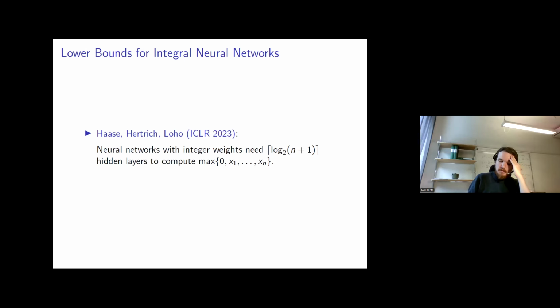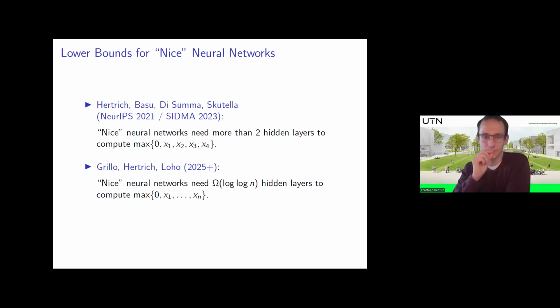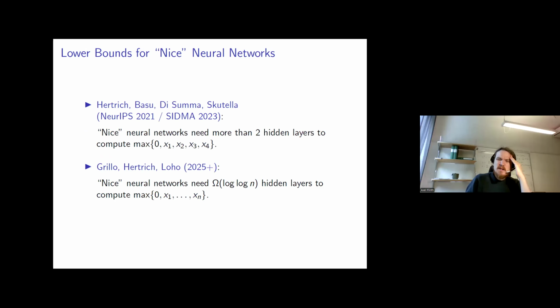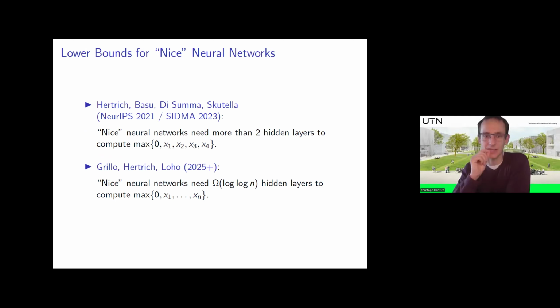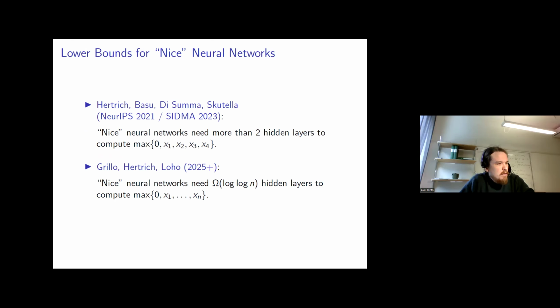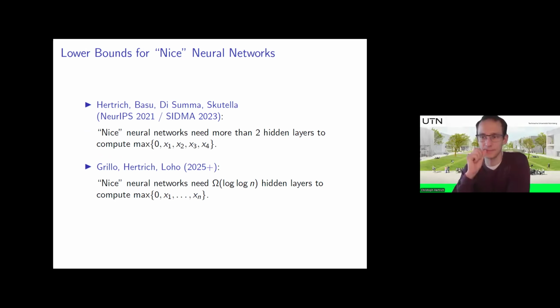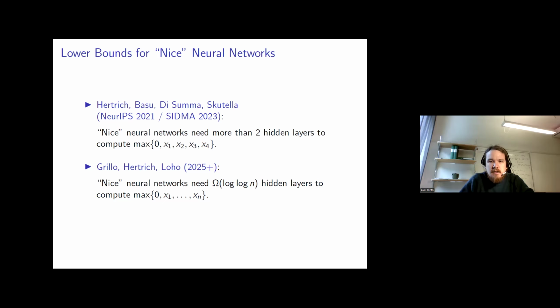Maybe one question. So you have this result that if you restrict to nice neural networks, then you have lower bounds. So my question is basically, the max function itself is nice, right? Yes. Of course. Otherwise, it wouldn't make sense to restrict to nice neural networks, obviously. So if you want to represent a nice function with a neural network, the representation should be exact. How could the network then not be nice?